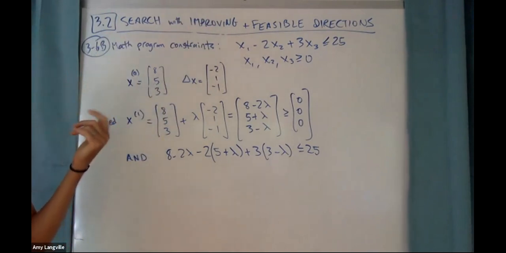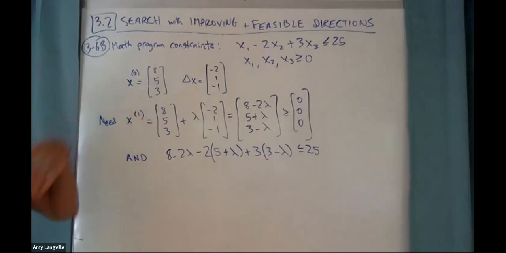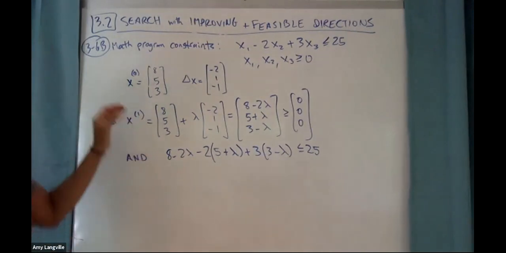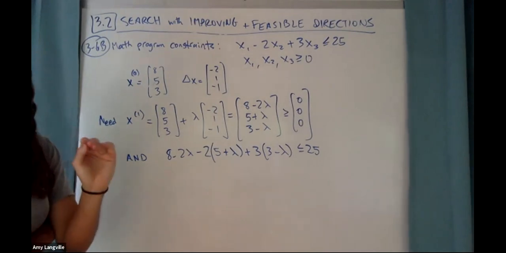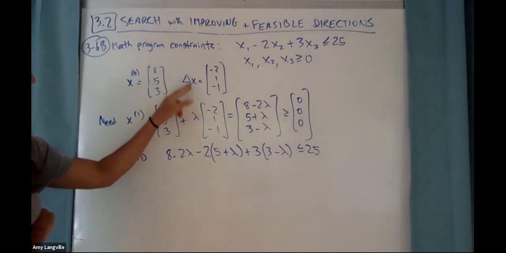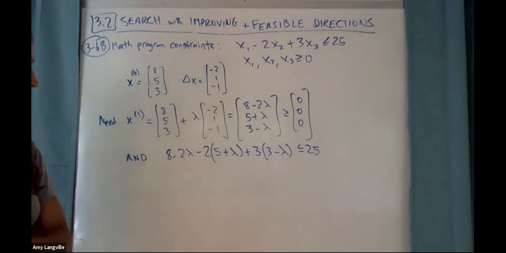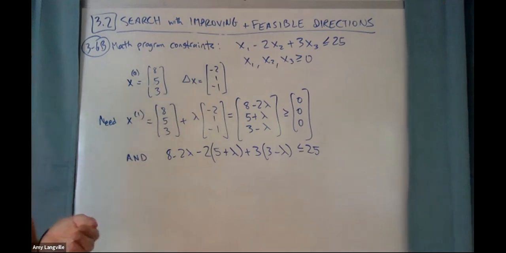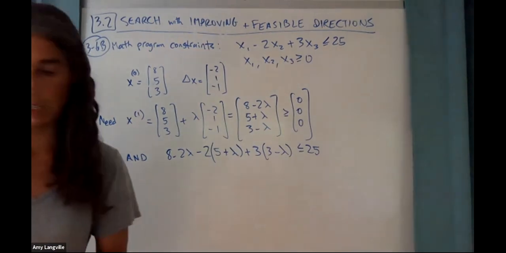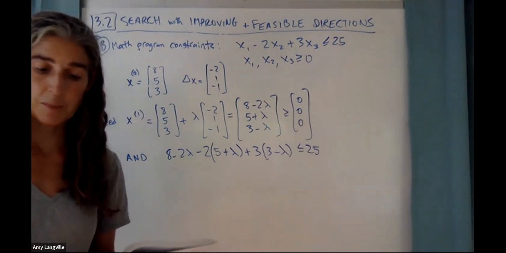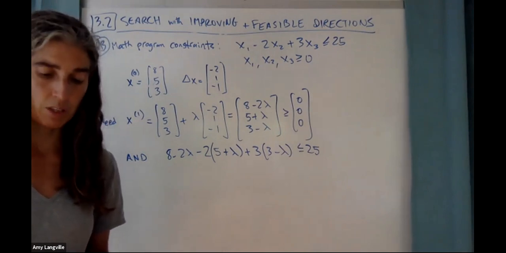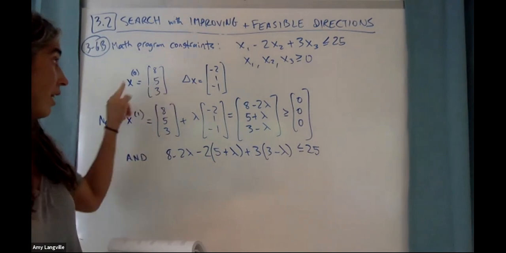So they give us a couple facts. They say, here's the first point you're at. So in part B, they give us an x vector of 8, 5, 3. And then they give you a direction vector. In this case, -2, 1, -1. And the question is, find the step size lambda. In fact, let's make sure you got the wording exactly right. Determine the maximum step size that preserves feasibility in this direction at this point.